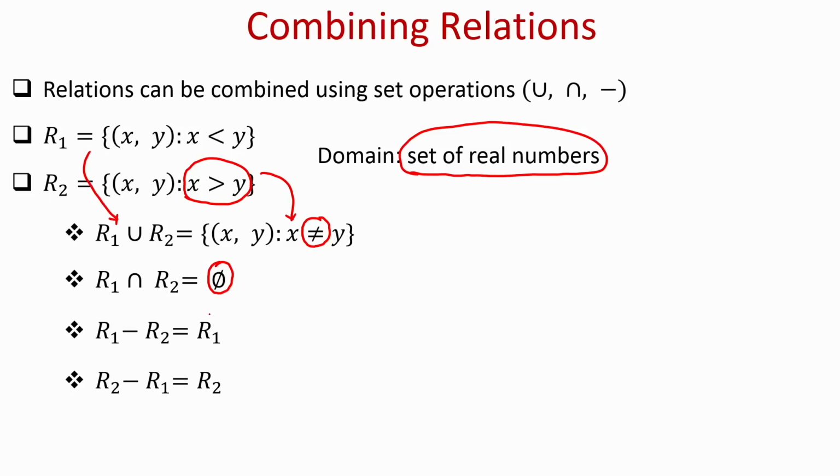In the same way, it is easy to see that if I take the difference of the relations R1 and R2, that means if I subtract R2 from R1, then I will get the relation R1. Namely, it will have only the elements of the form x, y where x is less than y. And similarly, the difference R2 minus R1 will be the relation R2.